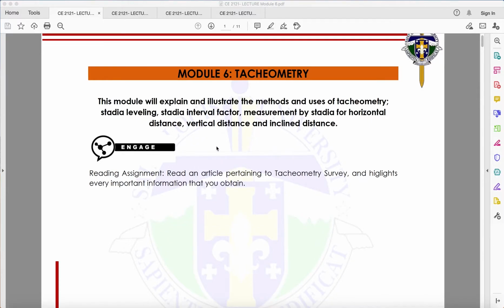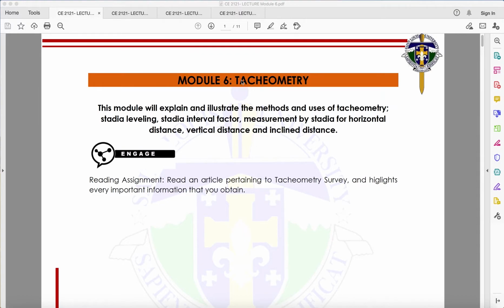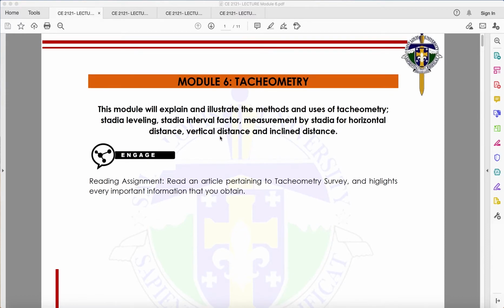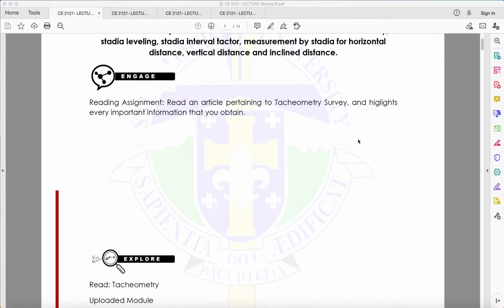So for this video, we're going to discuss module number 6, Tacheometry. This module will explain and illustrate the methods and uses of tacheometry: stadia leveling, stadia interval factor, and measurement by stadia for horizontal distance, vertical distance, and inclined distance.